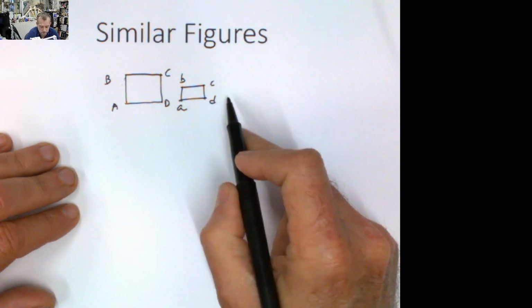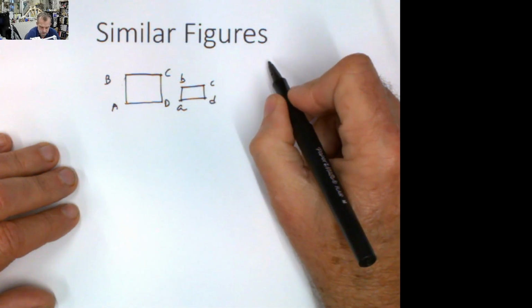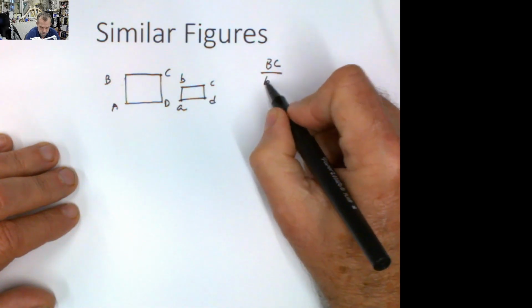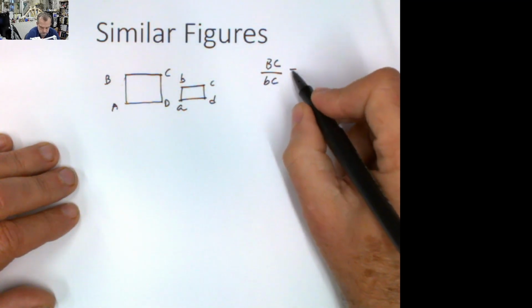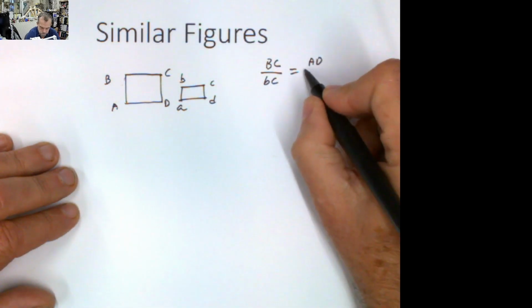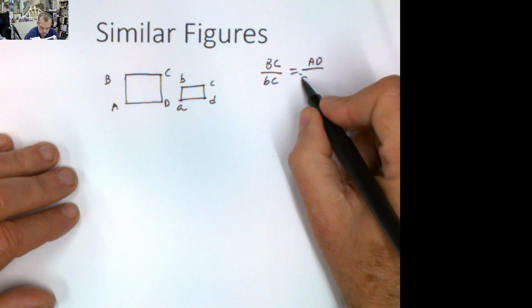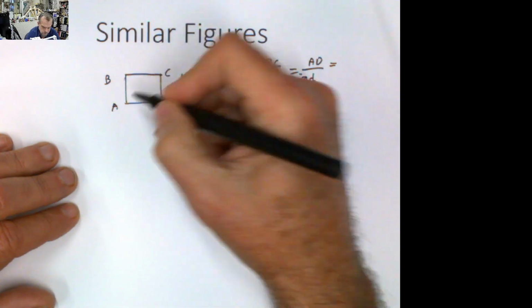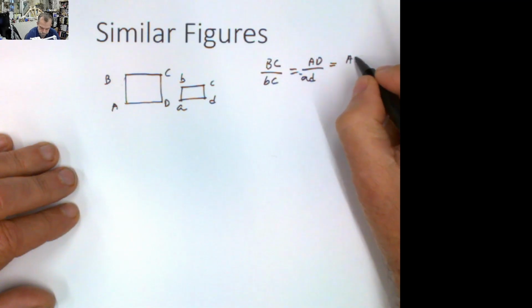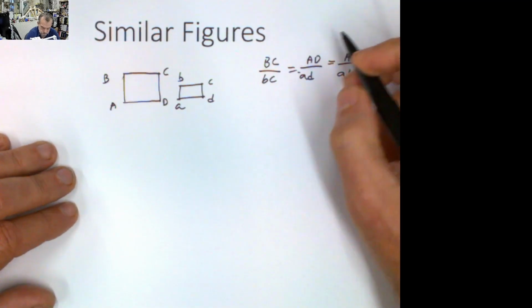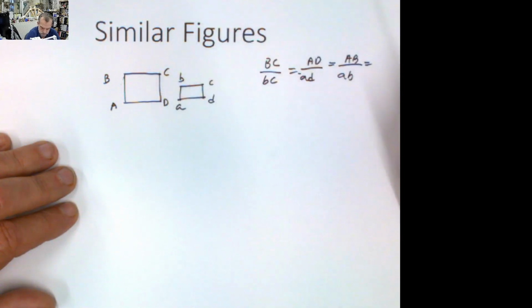and you know they are similar, then you can say that BC is related to the small BC as, for example, AD is related to the small AD, and is the same as AB is related to the small AB, and is the same as CD is related to the small CD.